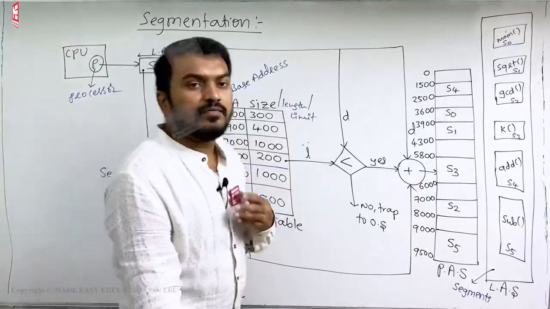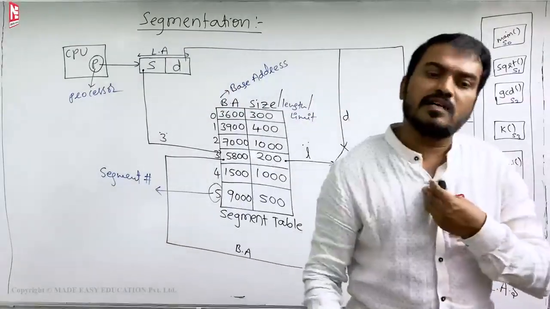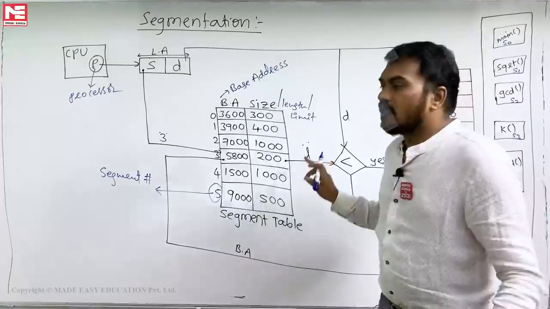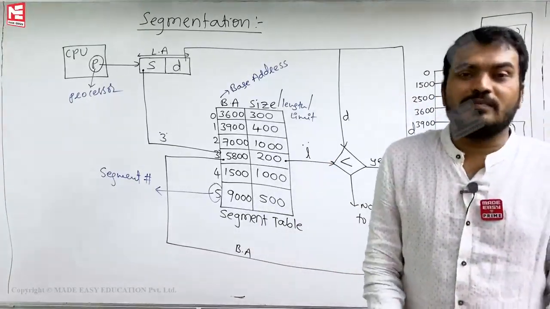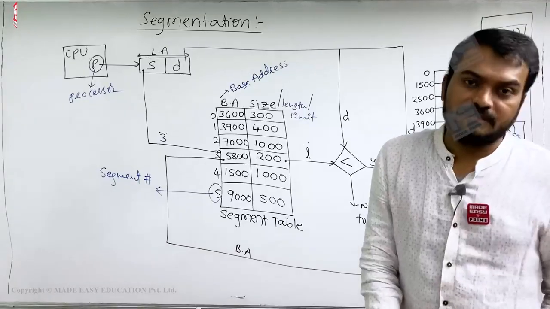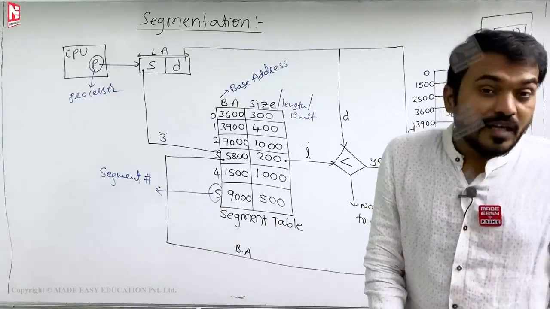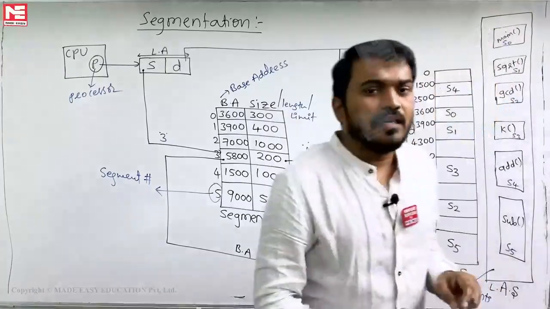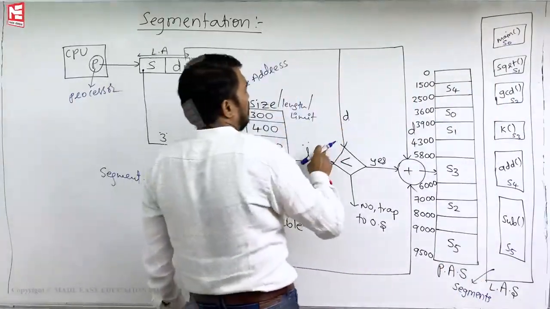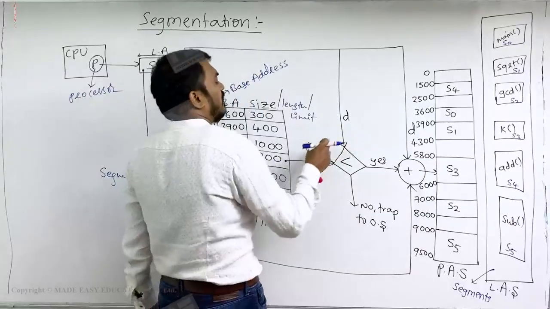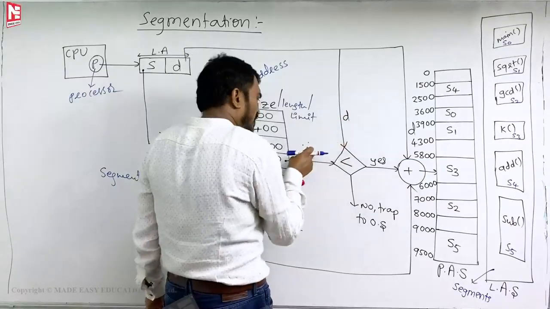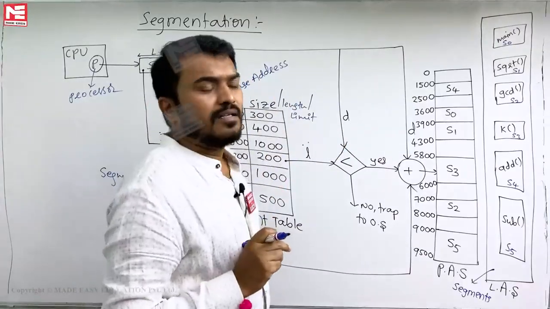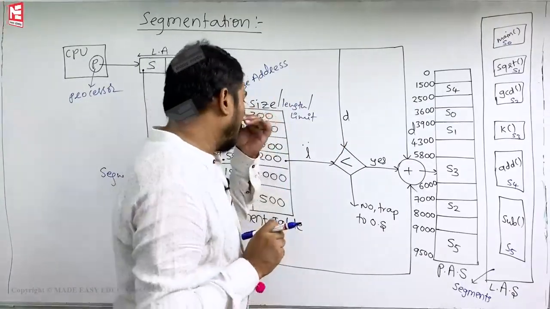Offset means what? The word number inside the segment. Is that clear? So d tells you the word number inside the segment, and L tells you the total length, or size, of the segment. Now tell me, what should be the relation between these two? Should it be d less than L, or L less than d? Think and tell me.